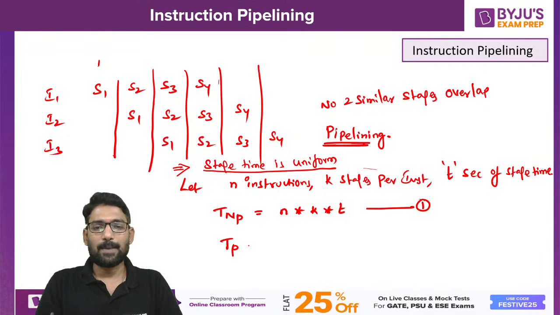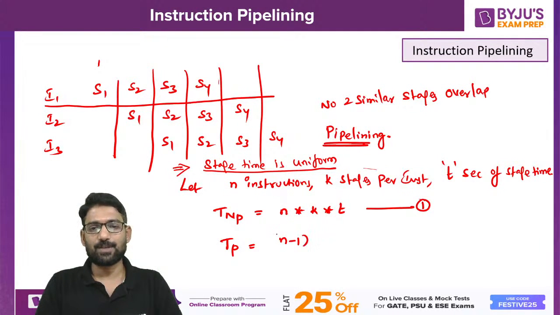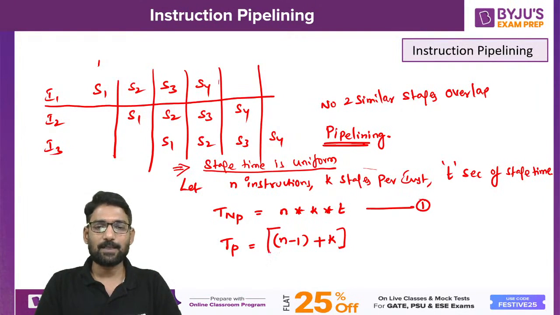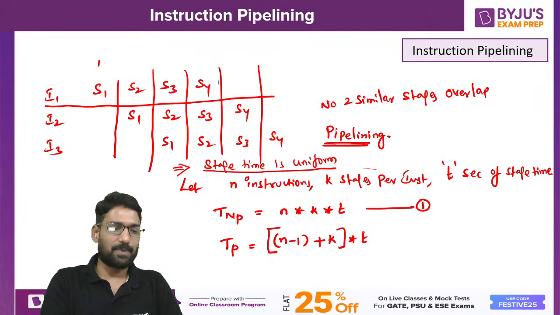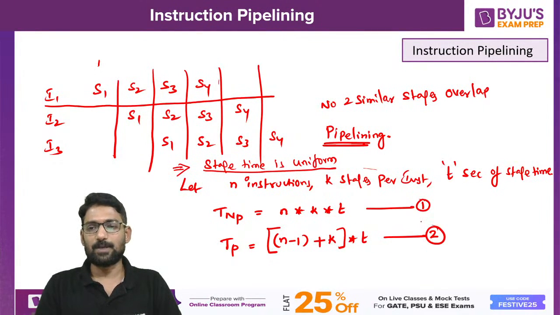And in the pipelined mode, how can we calculate the time? For the first instruction, there is no dependency. Hence, out of n instructions, one instruction has no dependency. All the other instructions have to do all the stages along with other instructions, taking t time per stage. Hence, pipelined time is (n minus 1 plus k) whole into t. Let us call it equation 2.